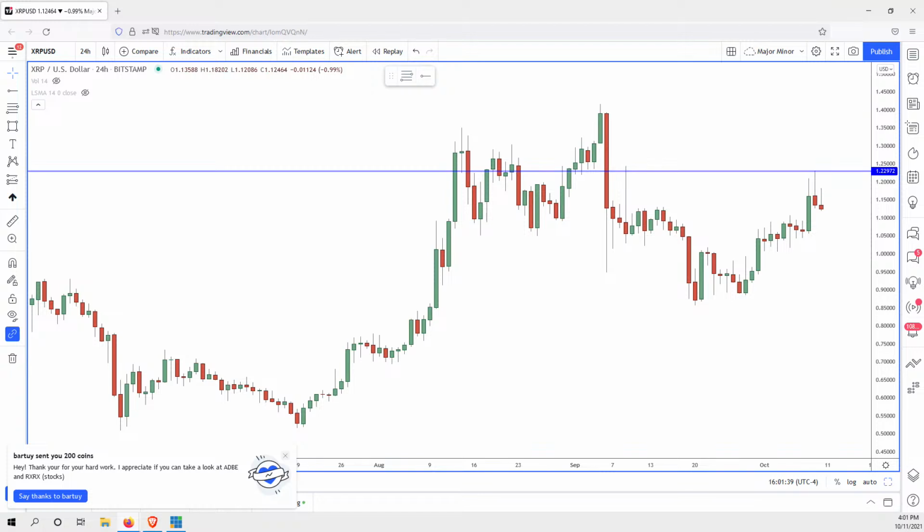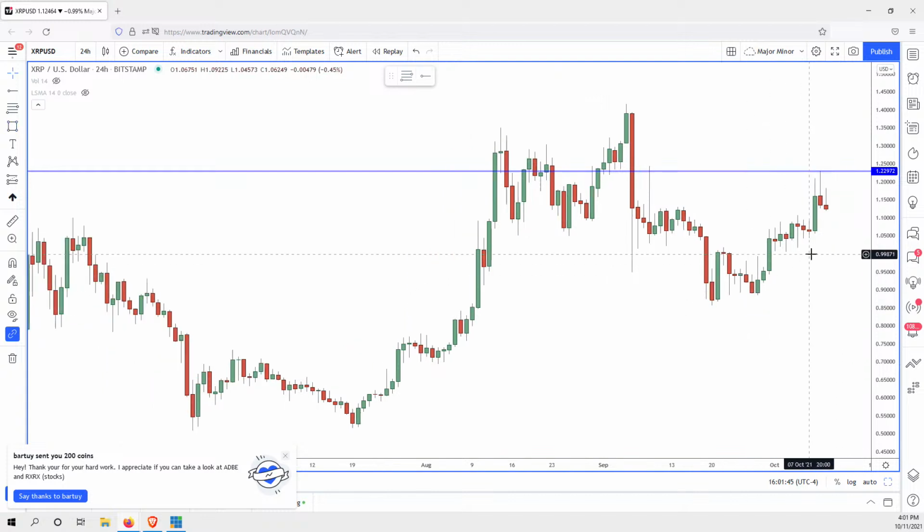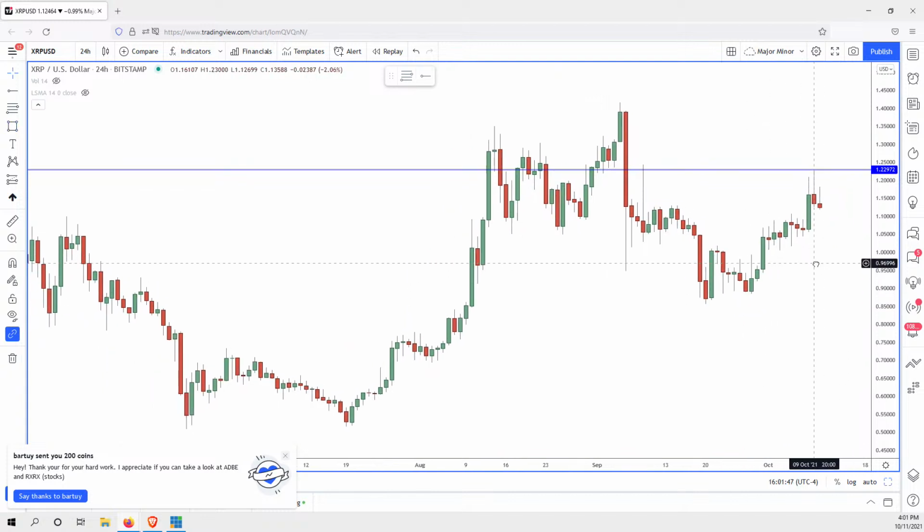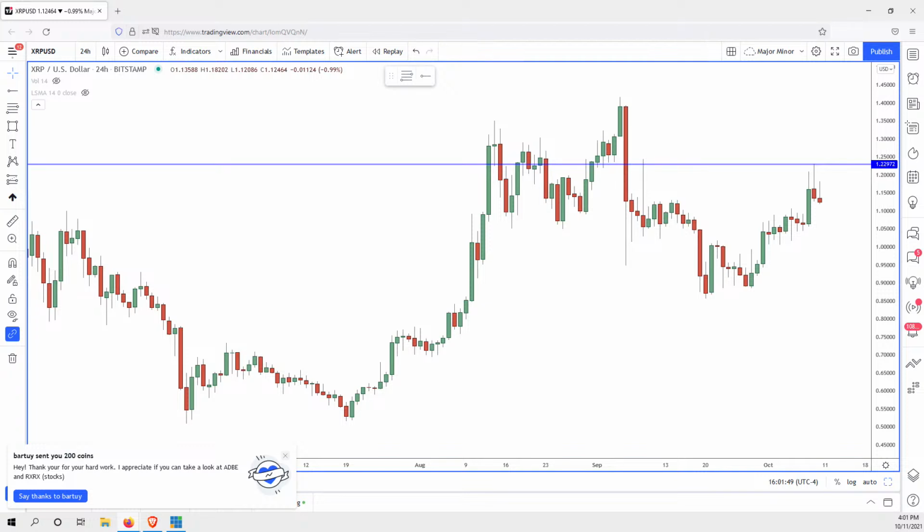Okay, but general structure: if this thing breaks supports, this thing breaks this area right here, then it's a good idea to stay away from it. Or you want to continue to accumulate and take smaller bites until it finds some kind of low. The problem with that game is these are not investment grade assets.